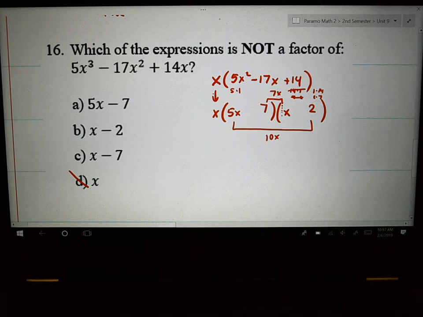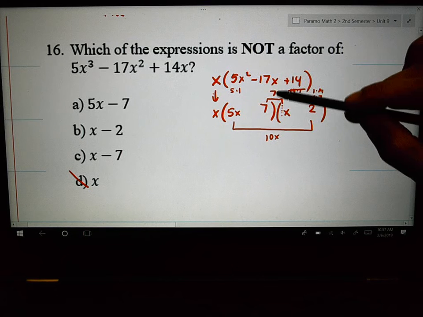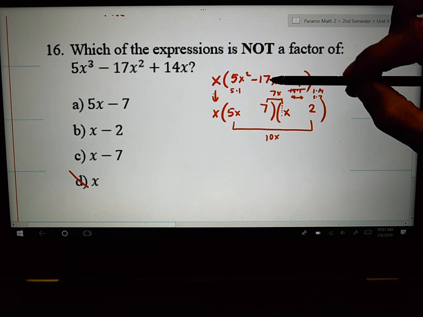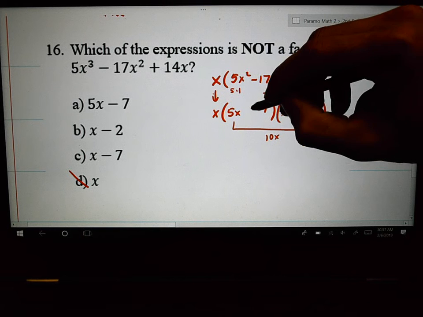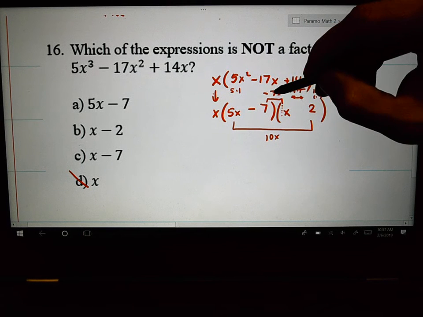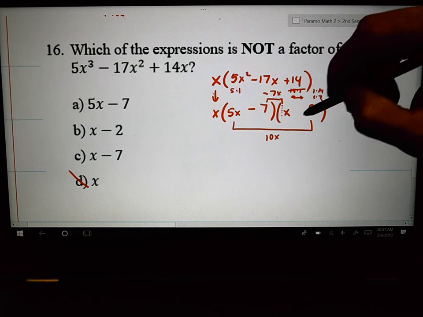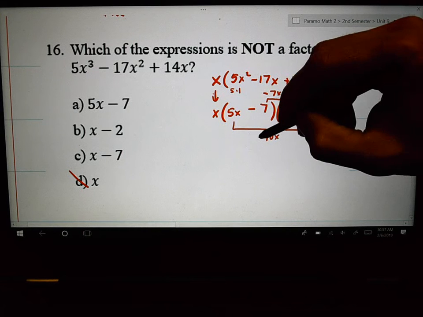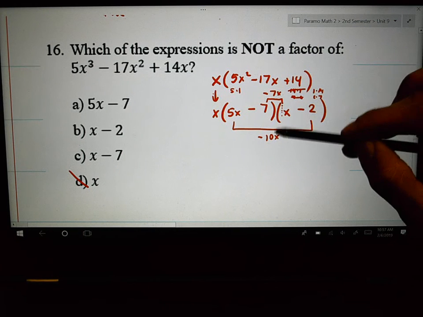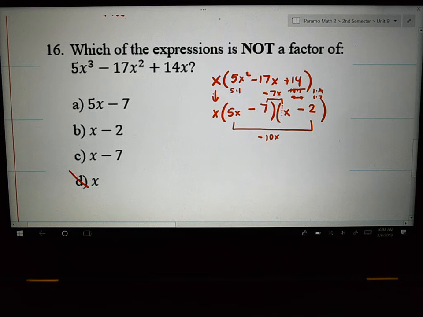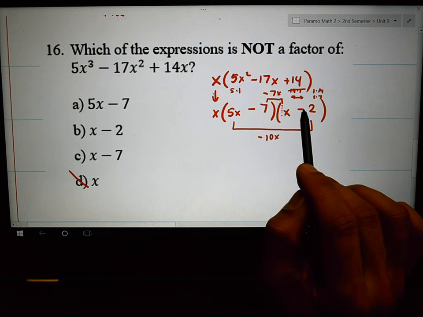What I am seeing is I want these two to add to 17, but that 17 needs to be negative. If this 7 was a negative 7, that would make that negative 7x. If this 2 was negative, then that would make this negative 10x. And these two added together would make the negative 17. And a negative 7 times a negative 2 is a positive 14.